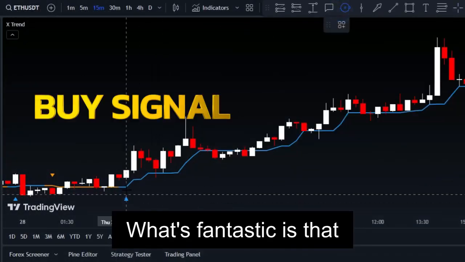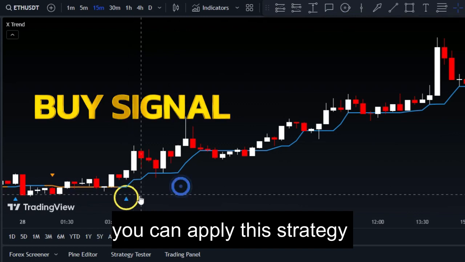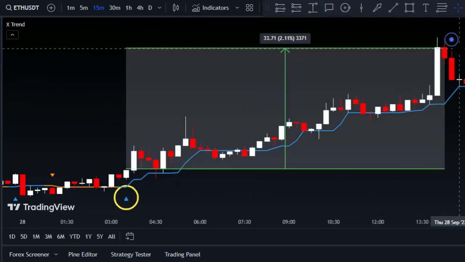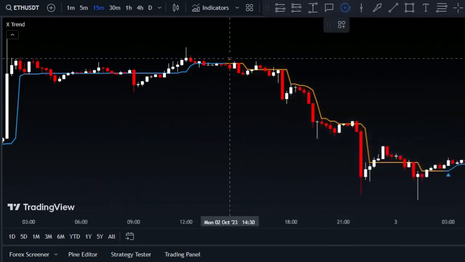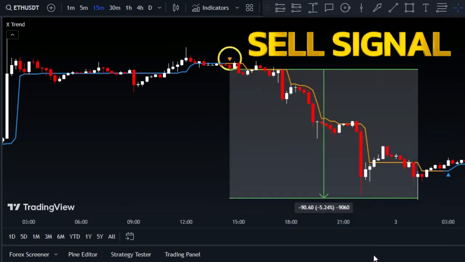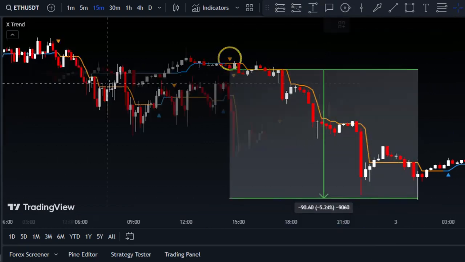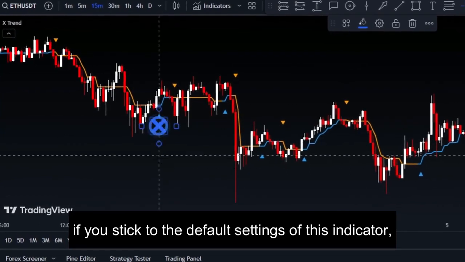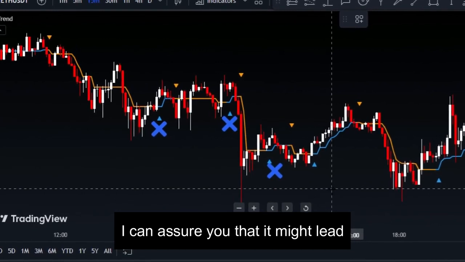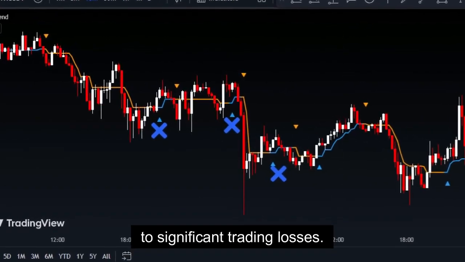What's fantastic is that you can apply this strategy across various chart types and time frames. Once the indicator is on your chart, you'll see buy and sell signals represented as triangles above and below candlesticks. But here's the catch. If you stick to the default settings of this indicator, I can assure you that it might lead to significant trading losses.